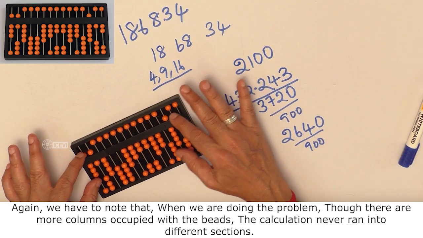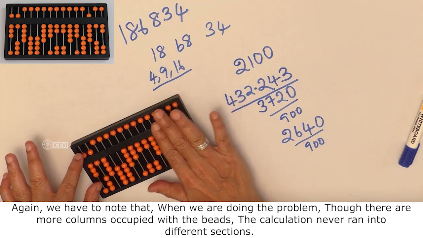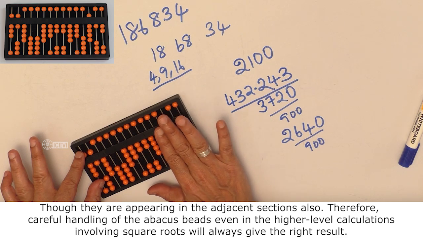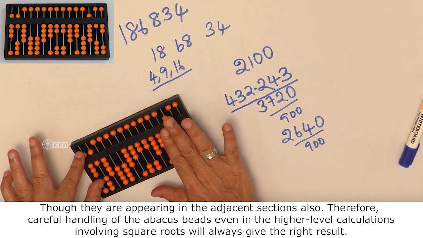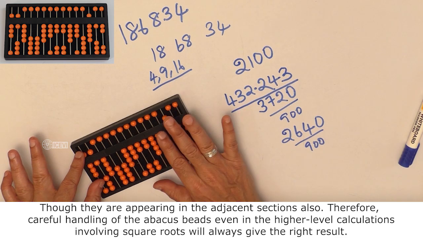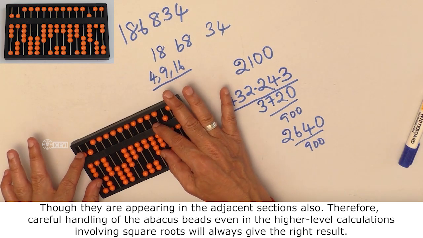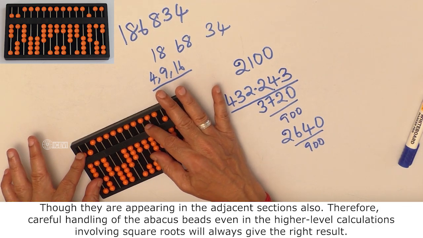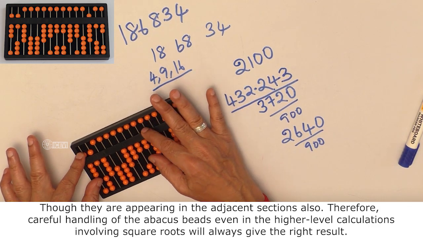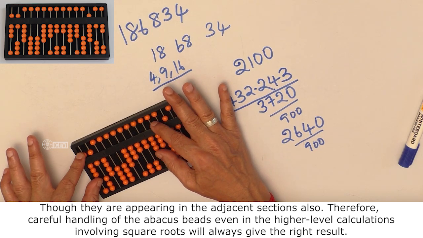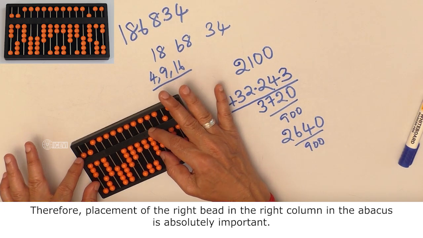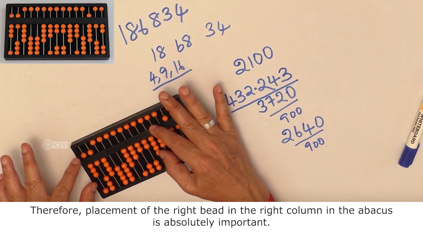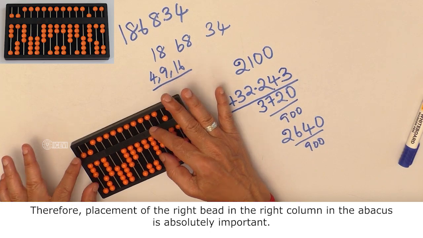Again, we have to note that when we are doing the problems, though there are more columns occupied with the beads, the calculation never ran into different sections, though they are appearing in the adjacent sections also. Therefore, careful handling of the abacus beads, even in the higher level calculation involving a square root, will always give the right result. Therefore, placement of the right bead in the right column in the abacus is absolutely important.